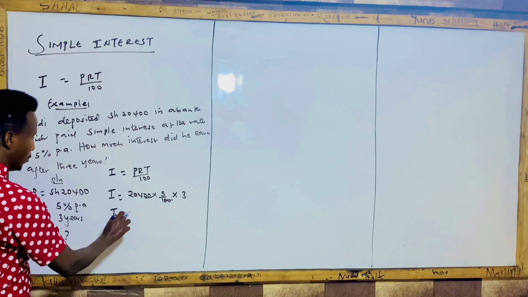First, make your equation linear by eliminating the denominator. We multiply both sides by 100, and cancel. So I will have 100 times I is equal to PRT. Then my target is to get P, so let me eliminate R and T. Divide both sides by RT, cancel RT with RT, and you are left with P. So principal is equal to 100 times I divided by RT.